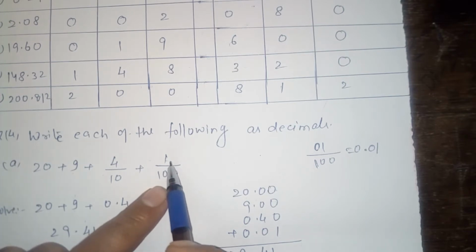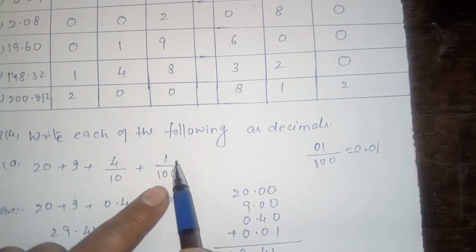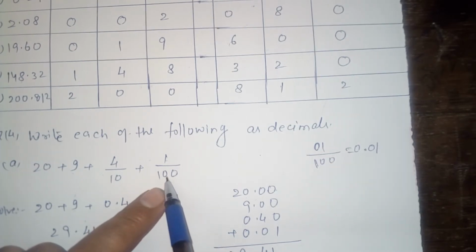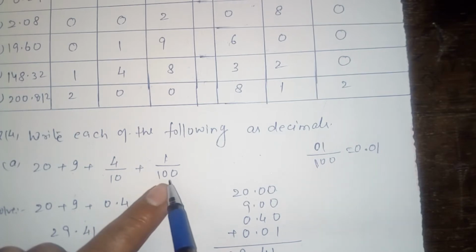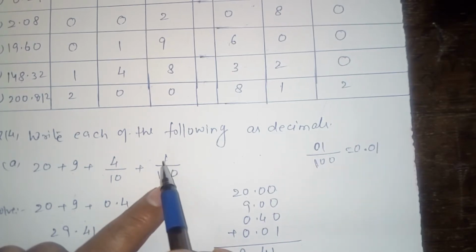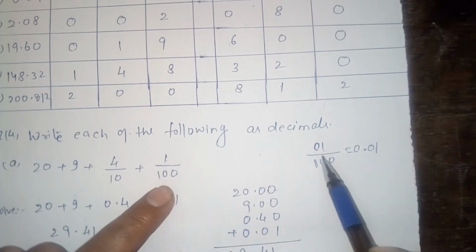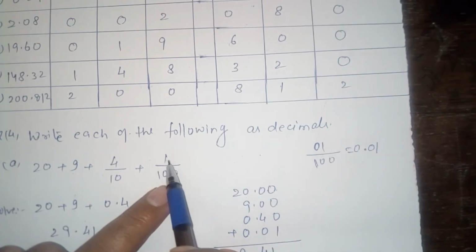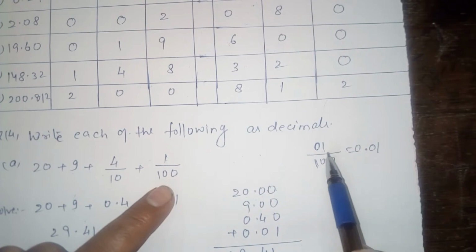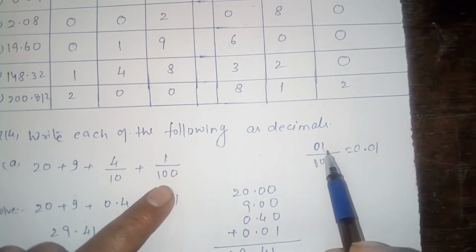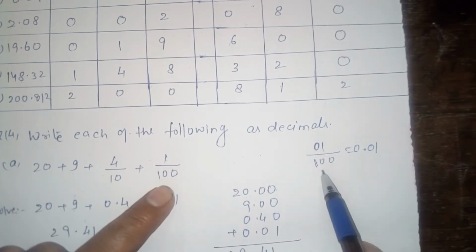So what will we do? One digit is converted to two digits. Why? The reason is that in the denominator the number of 0s is 2. So in place of 1 we will write 01. 1 and 01 are both the same, there are no changes. So 01 upon 100.